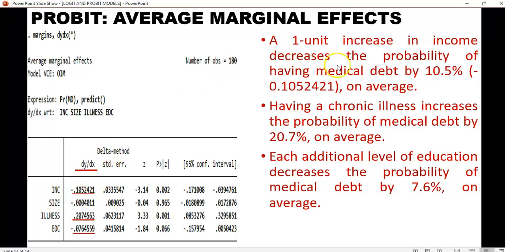For income, we say a 1 unit increase in income decreases the probability of having medical debt by 10.5% on average. You see, very easy. For illness, which is significant, having a chronic illness increases the probability of medical debt by 20.7% on average. Very easy to interpret. For education, each additional level of education decreases the probability of medical debt by 7.6% on average. So this is how easy it is to do a Probit analysis. In fact, I prefer the Probit because it is very easy to get the average marginal effect for variables, which is very useful.